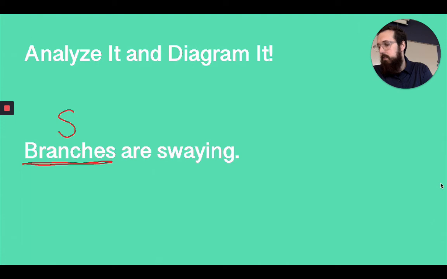This sentence tells us that branches are swaying. I'm going to double underline that. Are swaying is the predicate because it's what the sentence tells us about branches. I'm going to place a P above that.